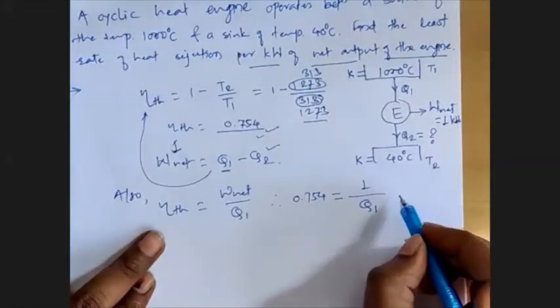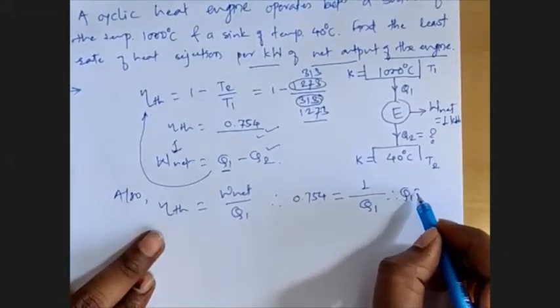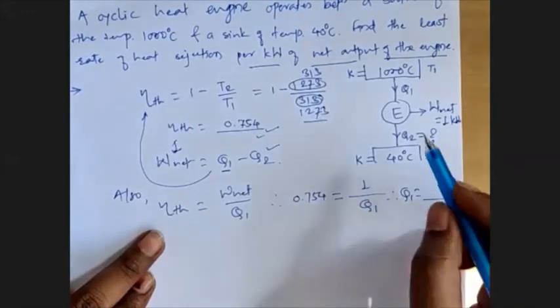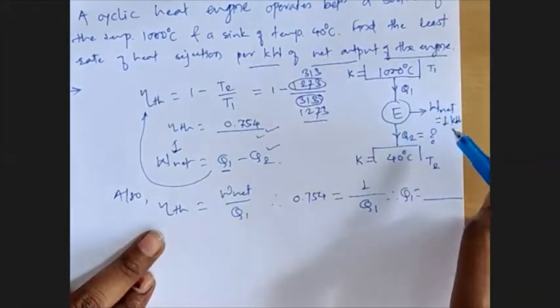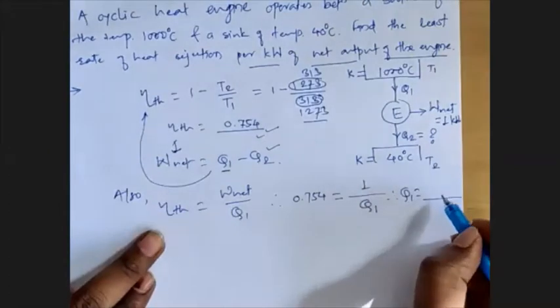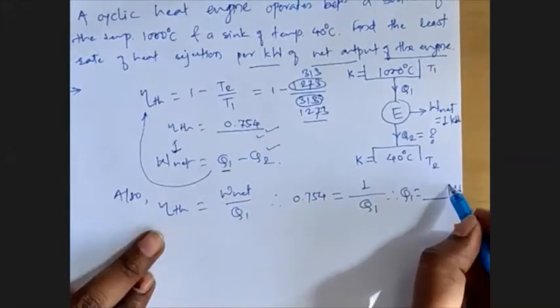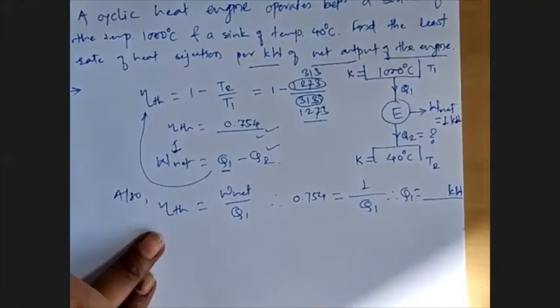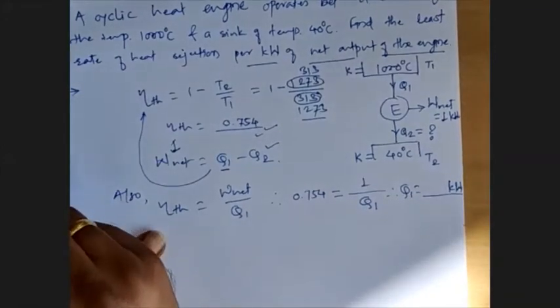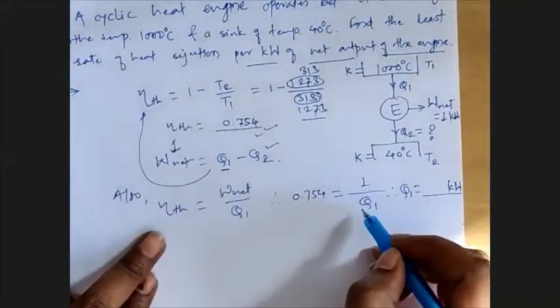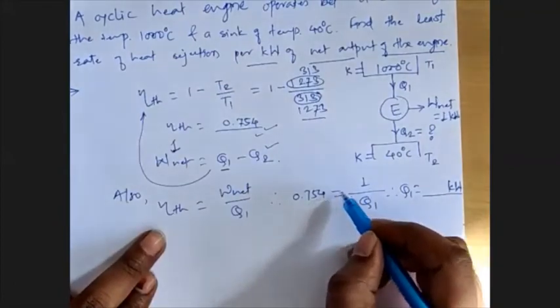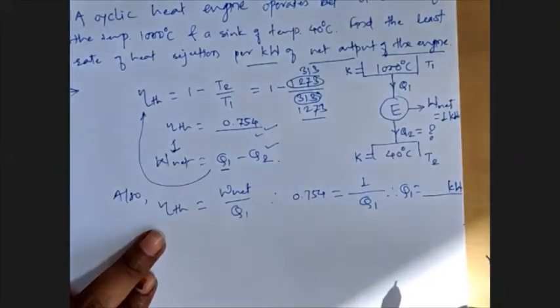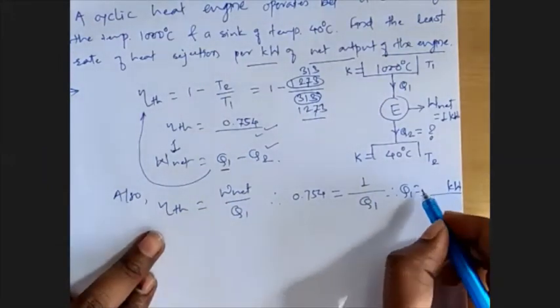So from here you will get Q1 in terms of kilowatt, because we are taking work done in terms of kilowatt. So Q will also be in the form of kilowatt only. Calculate this one. So Q1 will be equal to 1 divided by 0.754. So what do we get for Q1, Pratik? 1.326.